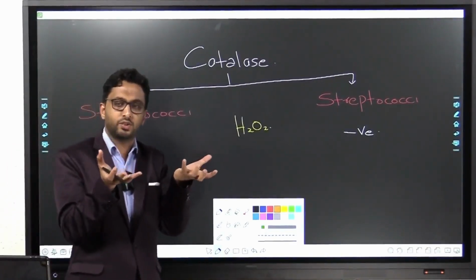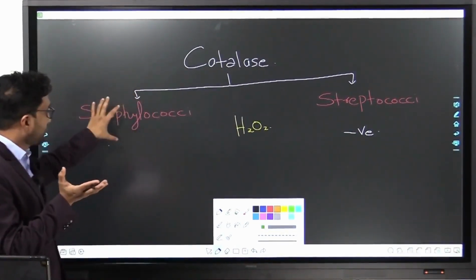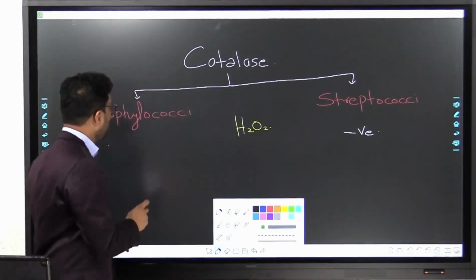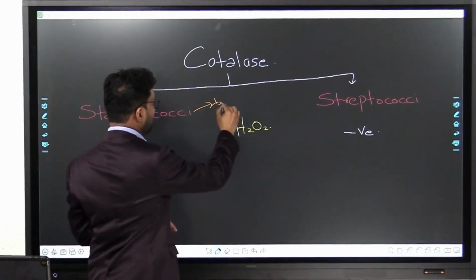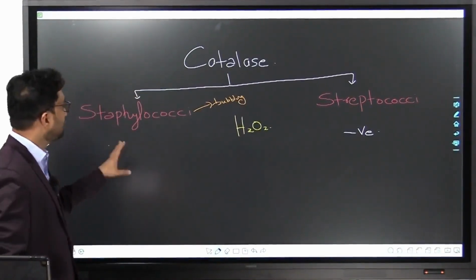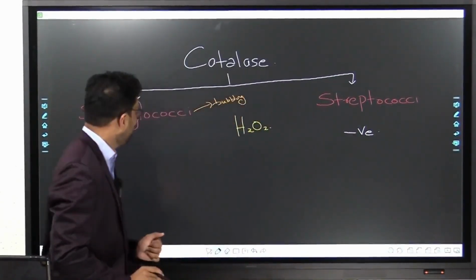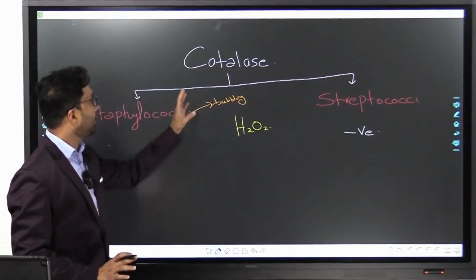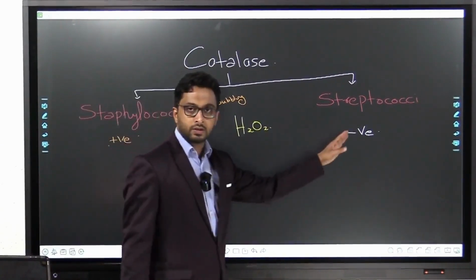Or you have two culture plates. You will study what culture plates are later; just imagine it's a plate. You put hydrogen peroxide into the first culture plate and the second culture plate, and you see which one produces bubbling. You will notice that Staphylococci produces bubbling. What does it mean? It means Staphylococci has catalase. Streptococci doesn't have catalase in their cell. The most crucial point is that Staphylococci are catalase positive organisms. These are catalase negative organisms.